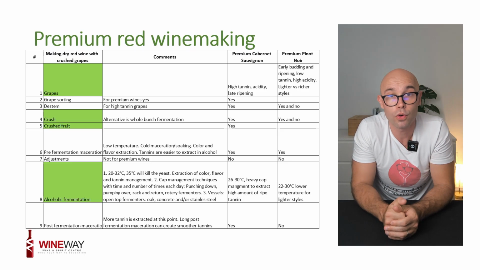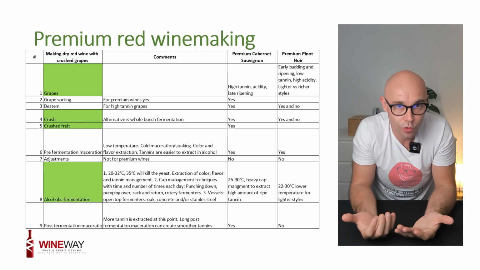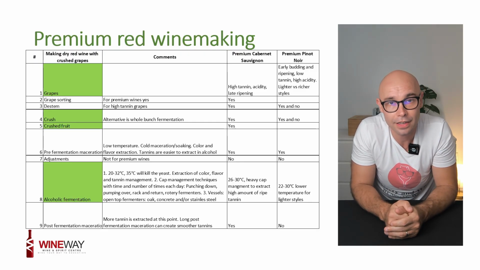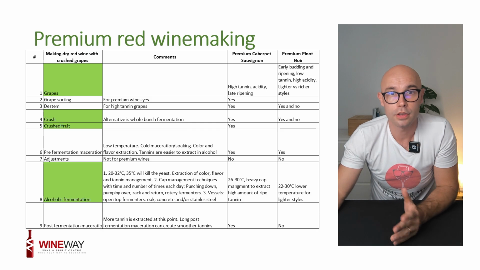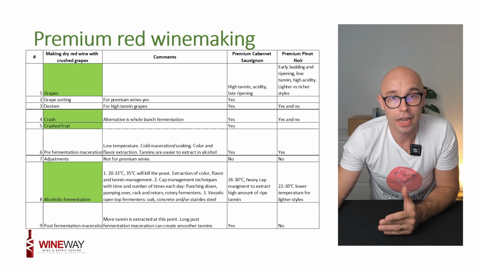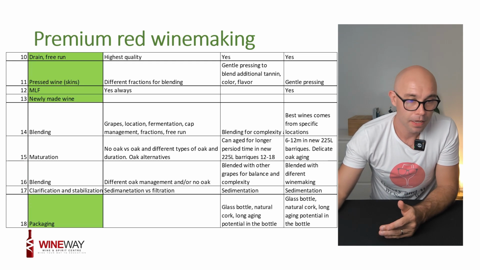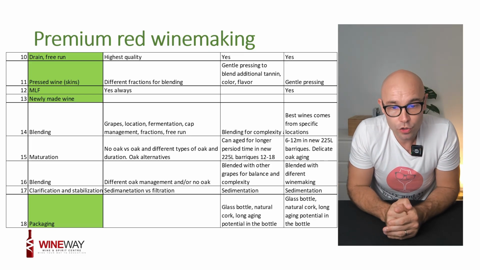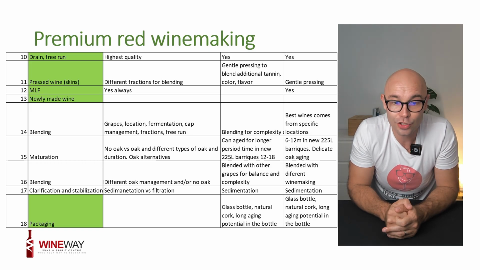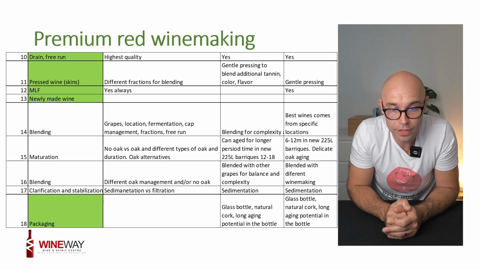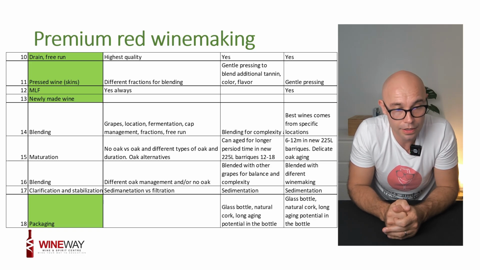If you want fuller Pinot Noir, a higher fermentation temperature, lower temperature for lighter styles. Post-fermentation maceration for Cabernet Sauvignon, yes. Usually for lighter tannin grape varieties, post-fermentation maceration is not done. That's the point, in order to produce a lighter style with lighter tannins. Drain free run juice, yes, for high quality wines. Pressed wines, gentle pressing to blend additional tannin, color and flavor. For tannin, gentle pressing for Pinot Noir. Malolactic conversion is always done.